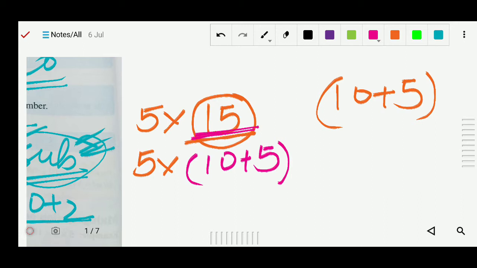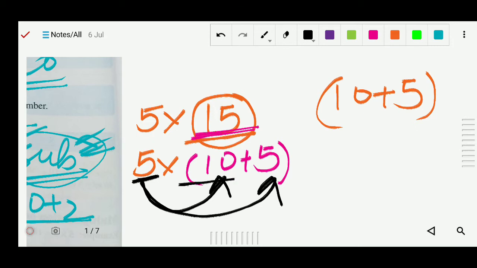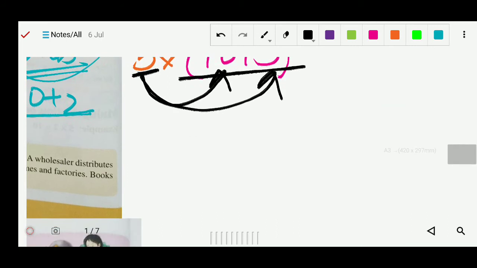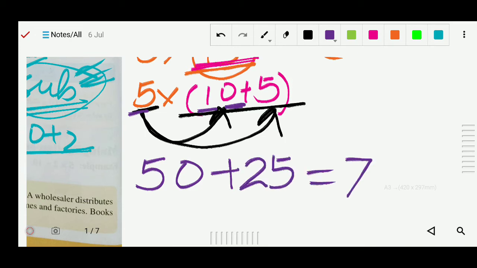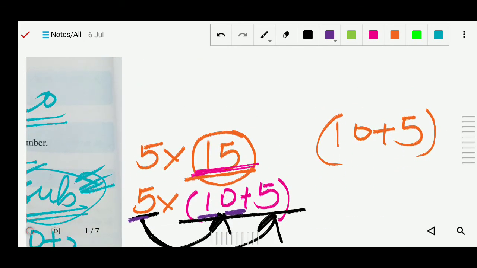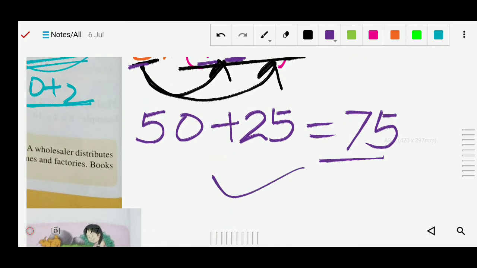Now next you have to multiply. This 5 will multiply by this 10, and this 5 will also multiply by this 5, because this 5 is multiplied by the whole total, both 10 and 5. Now one by one we will solve. 5 into 10, what will you get? 50, and there is a plus, so write plus here. Then 5 into 5, 25. So what is the answer? You add, 75. Got it? And here also you can see 15 into 5 gives 75. This type of property is called the distributive property over addition.